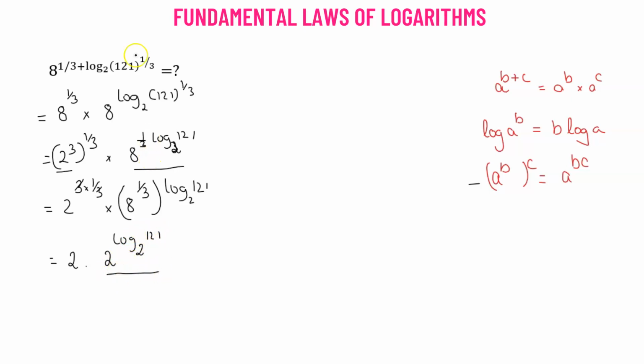Now this can be further reduced by using a property of logarithm. a raised to the power of log of b with base a is equivalent to b. That means if we have the base of the exponent and the base of the logarithm equal, then the value of this exponential is going to be equal to b. We're going to use the same factor. So here the base of the exponent is 2 and the base of the logarithm is 2 as well. So this entire expression will be equivalent to 121.